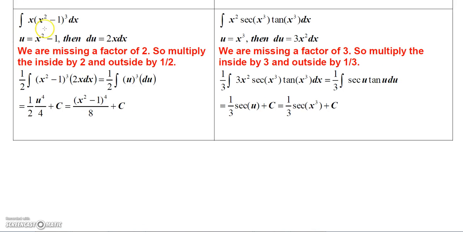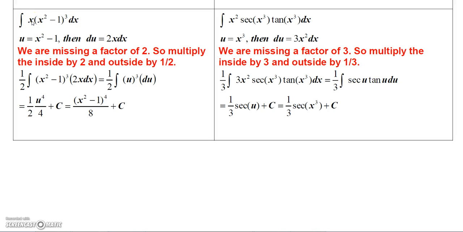So on this one, I'm going to use a power rule. So here I've got x squared minus 1 to a power. So I'm going to use the power rule. So I'm going to let u equal x squared minus 1. Okay, then du would be the derivative of x squared minus 1, which is 2x times dx. Okay, now notice here I have an x dx, but I don't have a 2x dx.